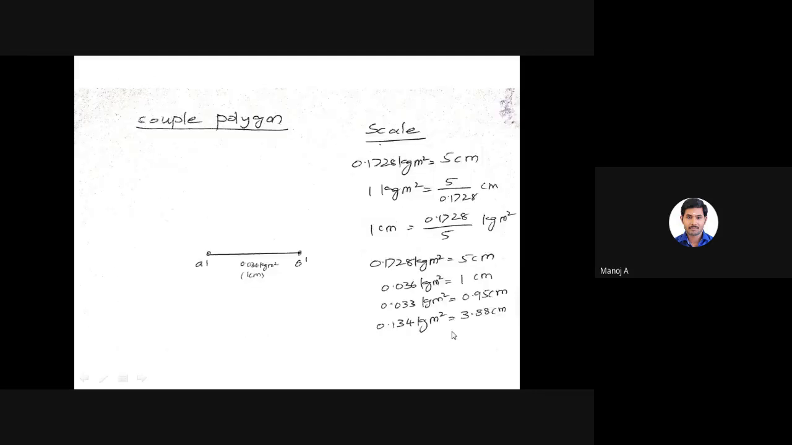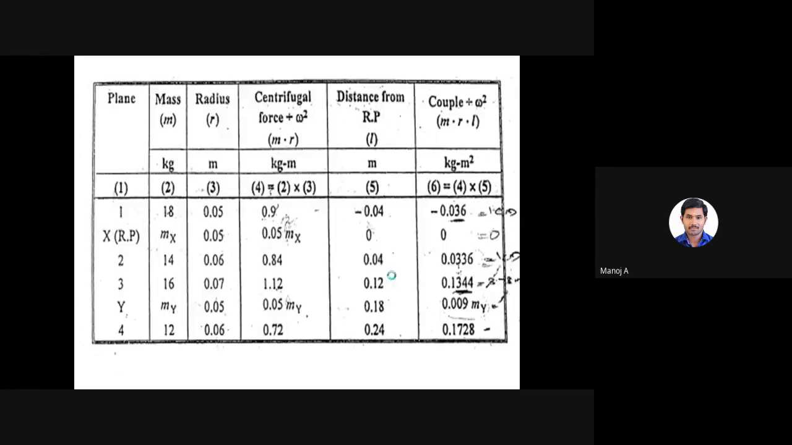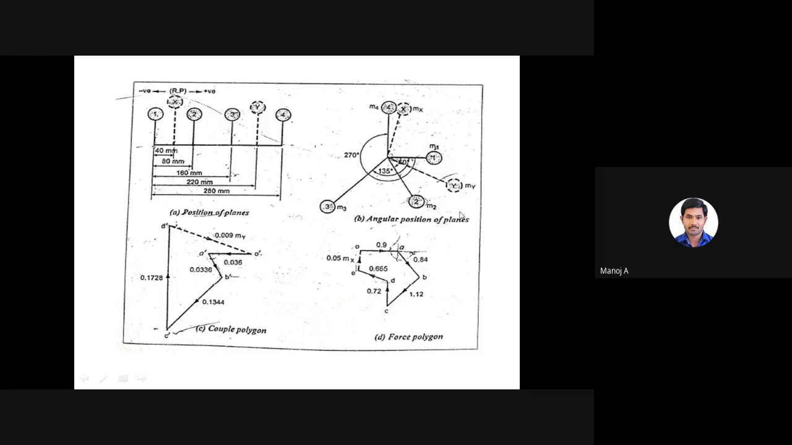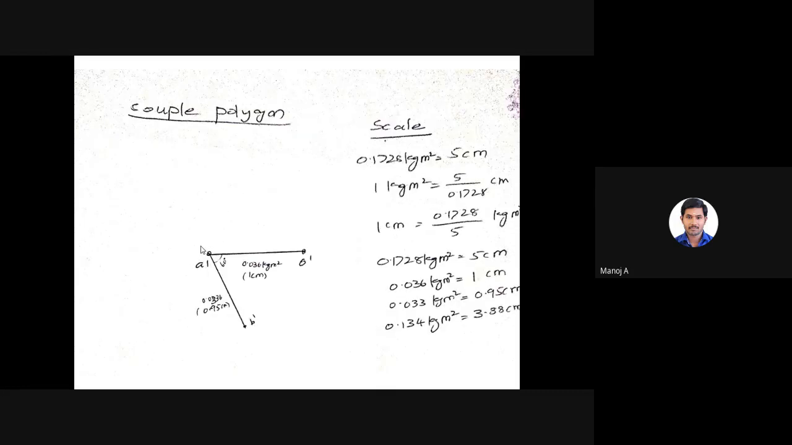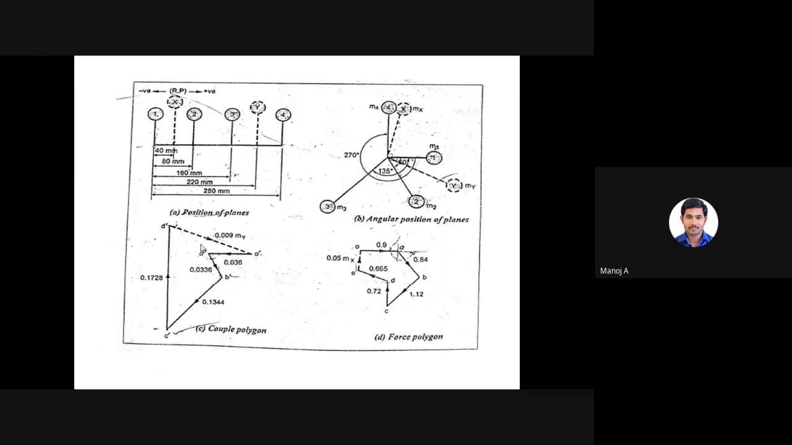So next, you will get the centimeters like this. After that, you take the length, which one? 0.036. This is a minus value, so we know 0.036 is equal to 1 centimeter. So O dash and A dash, we take as 1 centimeter in the left hand side direction. So next is the angle, which is given in the question itself. You know the angle is 60 degree from the first mass, 135 from the second mass, and 270 from the third mass.